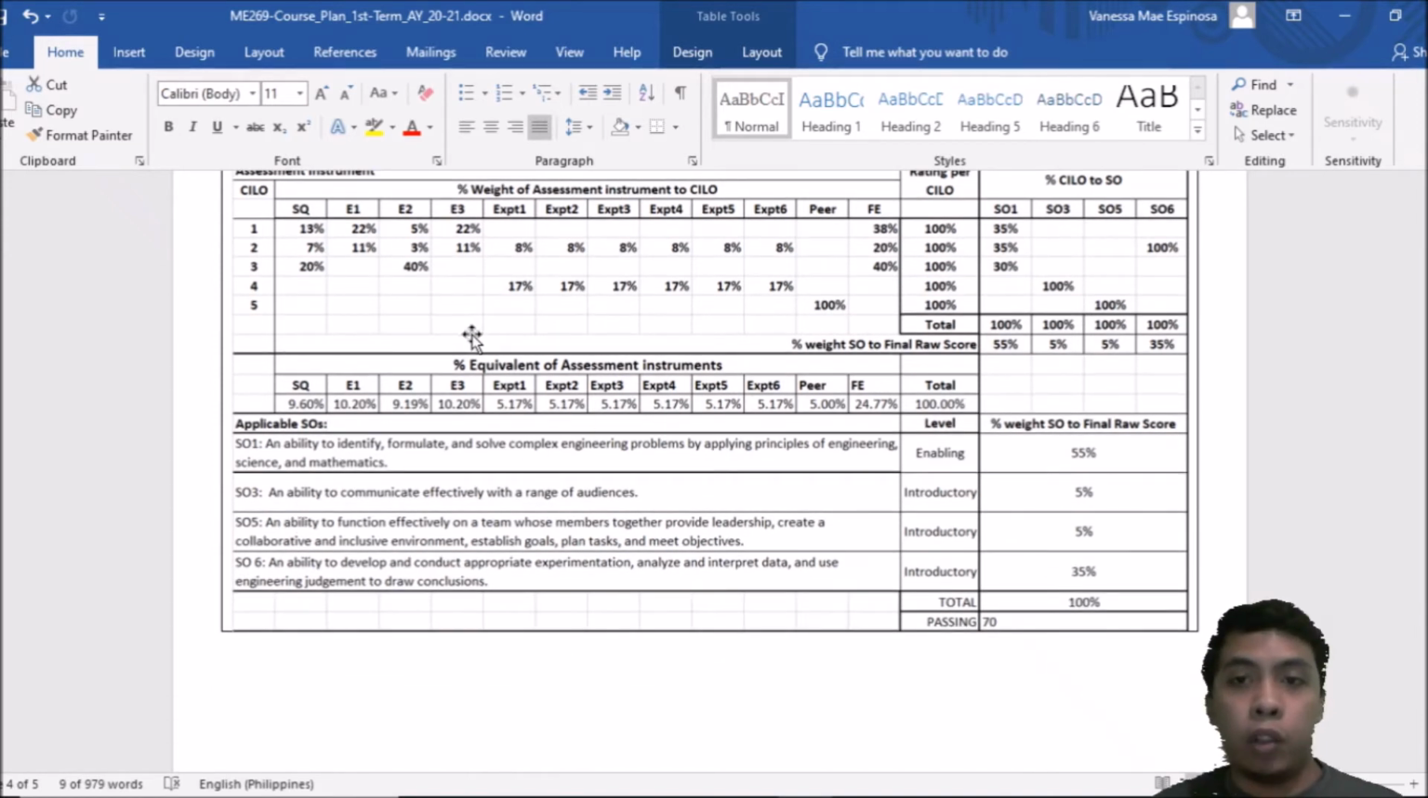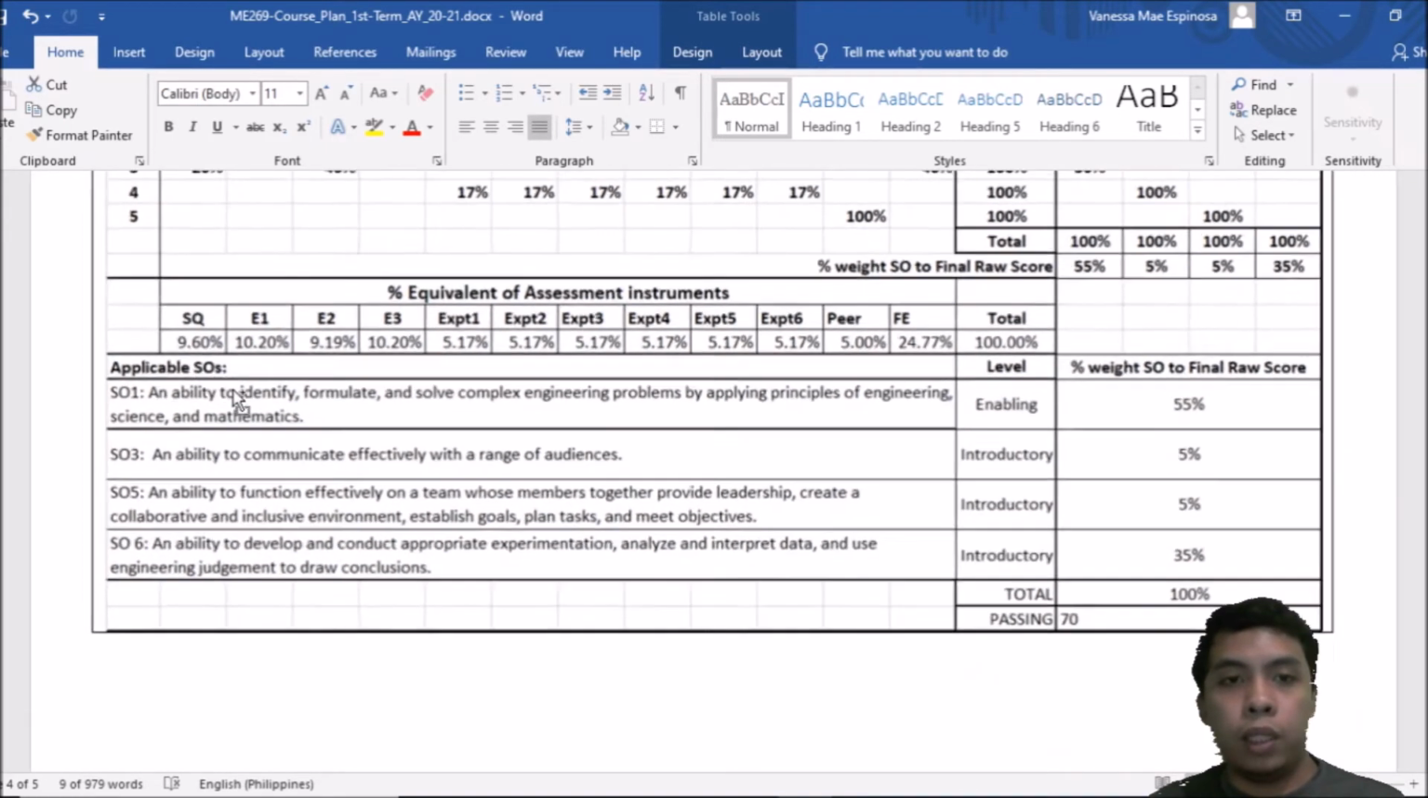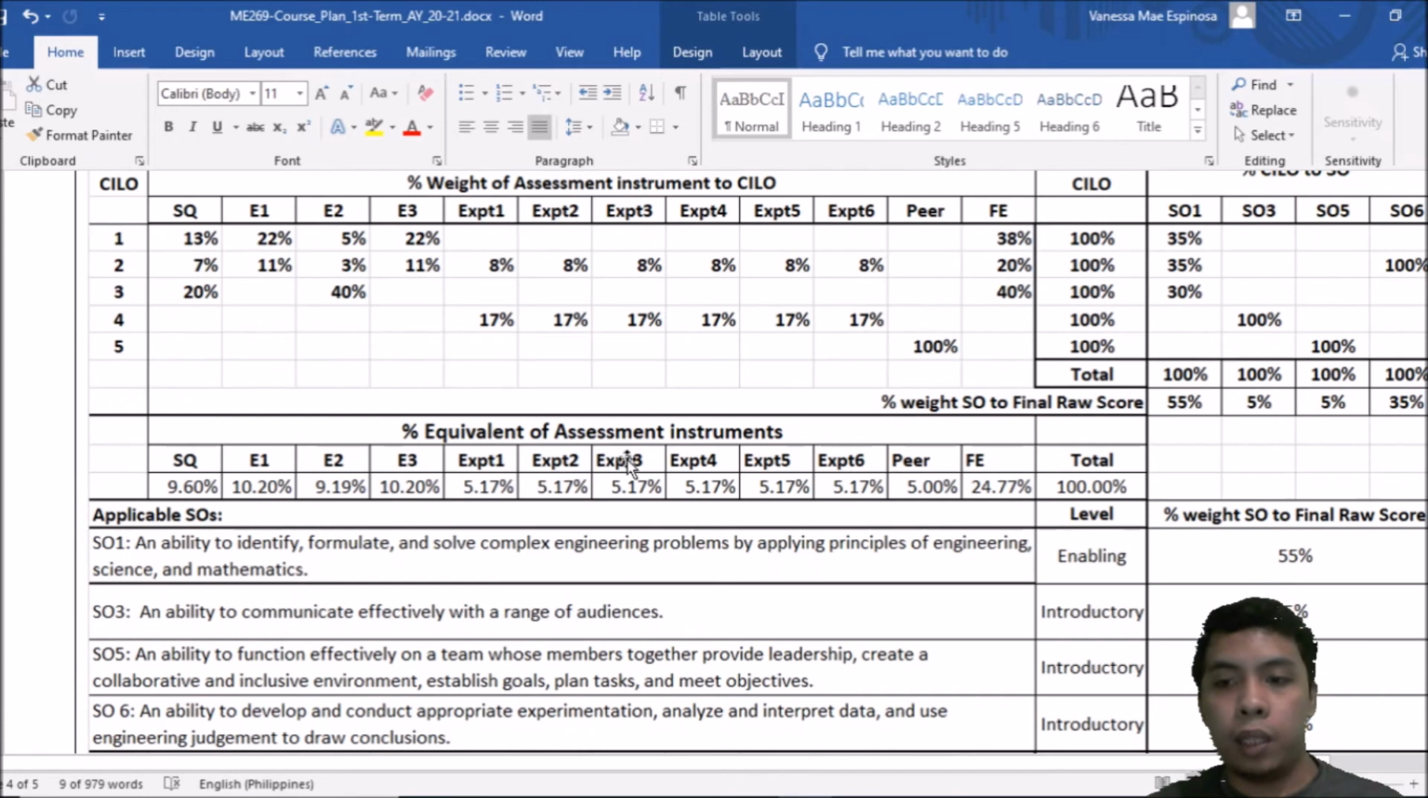If you are confused by our percentage weights here, it can be simplified through this equivalent assessment instrument table. This is where you usually look. For example, what percentage is the short quiz? What percentage is exam 1, exam 2, and so on? For our short quiz, that is 9.6% of your final grade. There are many short quizzes, so the average of those short quizzes will be multiplied by 9.6.